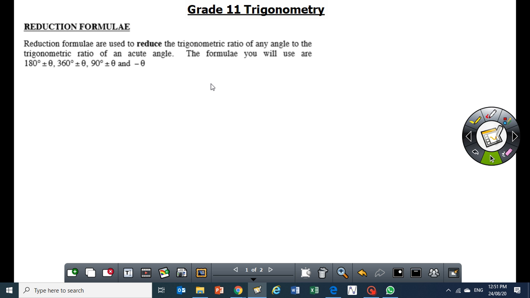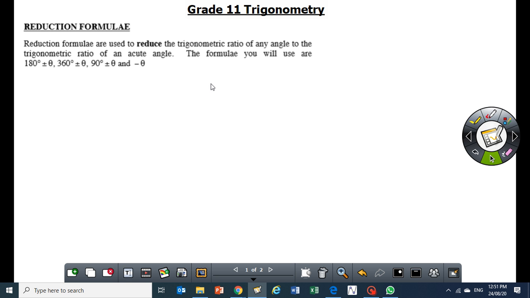And then just now I'm going to talk about the examples. Now, the most common examples in terms of the angles and their reductions: we have got 180 plus or minus theta, we have 360 plus or minus theta, we have 90 plus or minus theta, and we also have negative angles, that is your minus theta. So we are going to talk about those formulae.